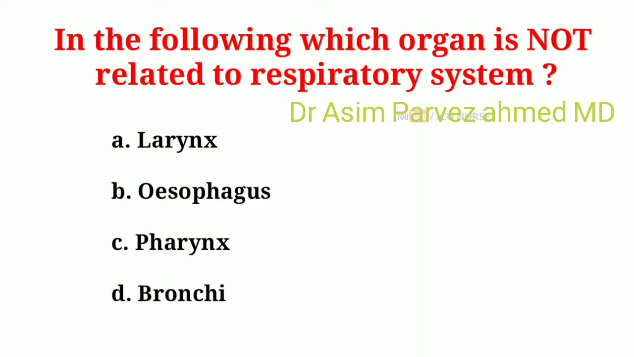In the following, which organ is not related to the respiratory system? A. Larynx, B. Esophagus, C. Pharynx, D. Bronchi. And the correct answer is B. Esophagus.